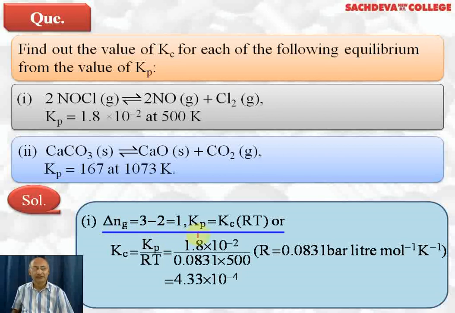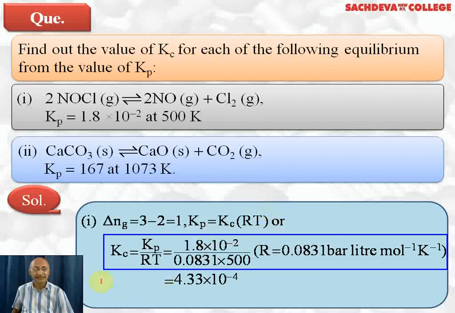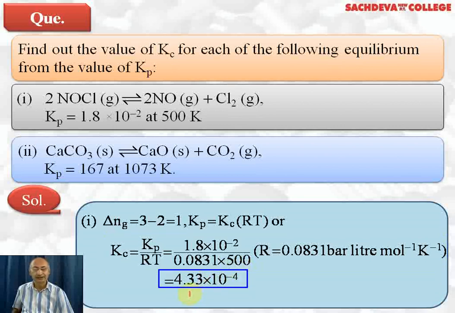Expression is Kp equal to Kc into RT raised to the power delta N. And delta N is 1. Therefore it comes out to be 1, which we have not written. Or Kc is equal to Kp over RT. Kp is given to be 1.8 into 10 to the power minus 2. Value of R we have taken in bars, 0.0831 bar liter per mole per Kelvin, multiplied by 500 Kelvin, which is the temperature. On solving we get 4.33 into 10 to the power minus 4.